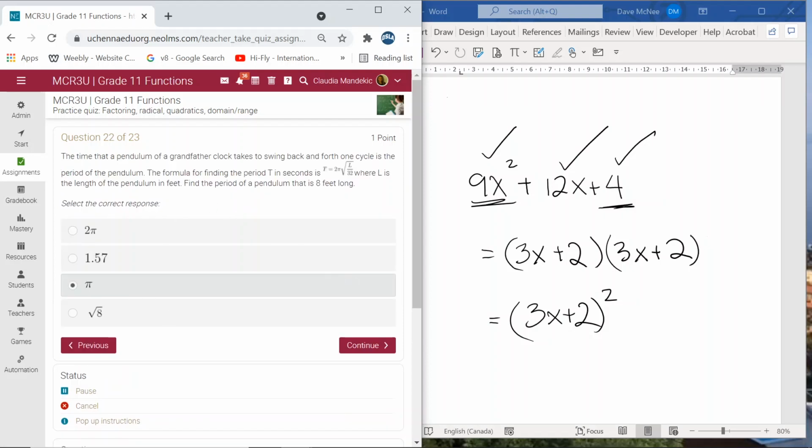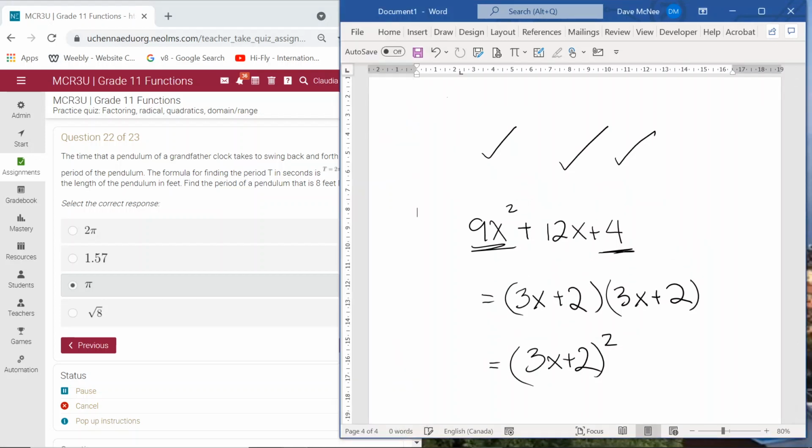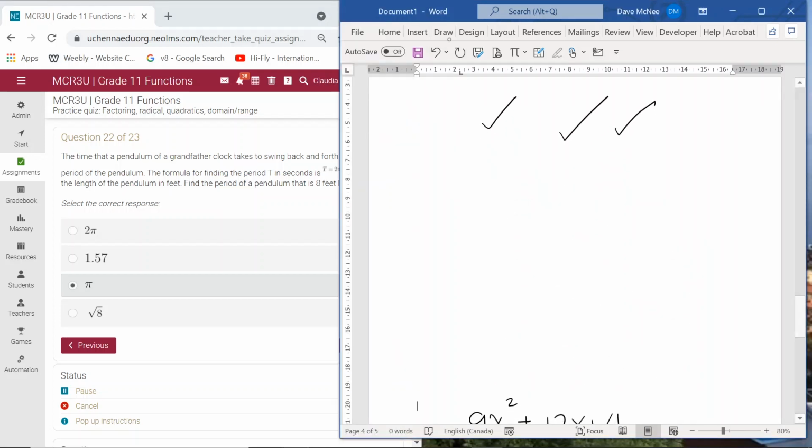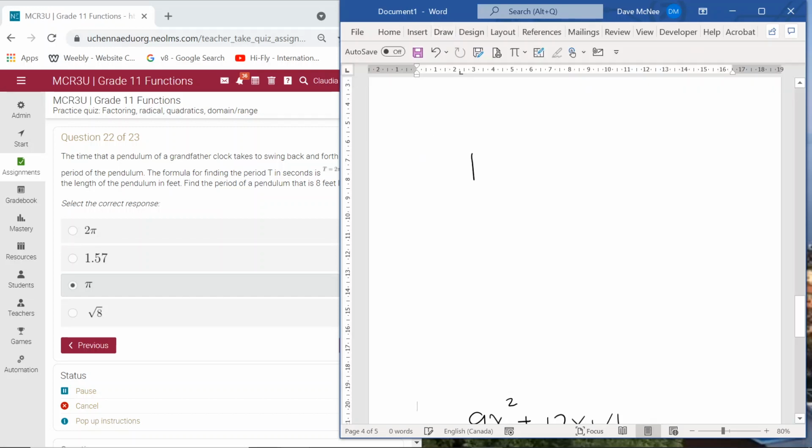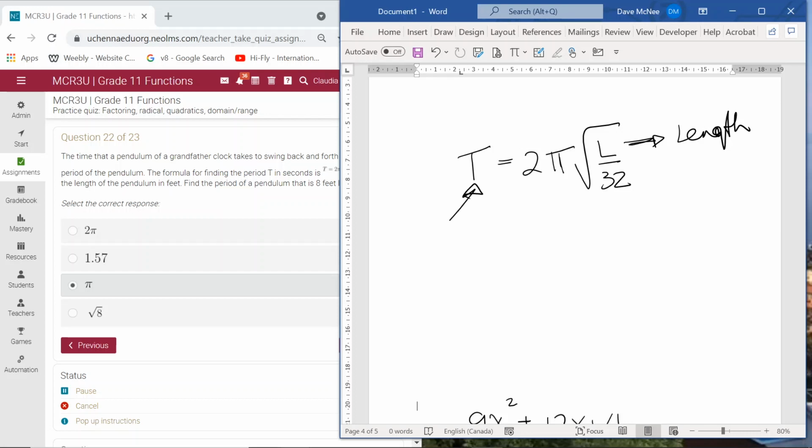Question number 22, the time that the pendulum swings. All right, the swinging pendulum question. All right, let's see what this question brings us. So it gives us an equation, and the equation is T is equal to 2 pi times the square root of L over 32. And L is the length of the pendulum, and T is the period, so how long it takes to swing back and forth.